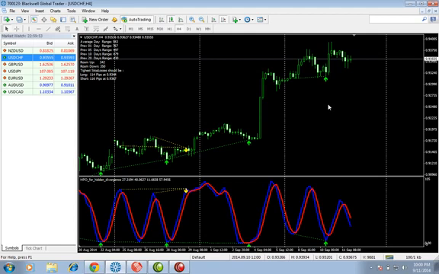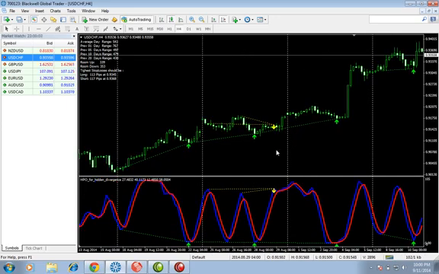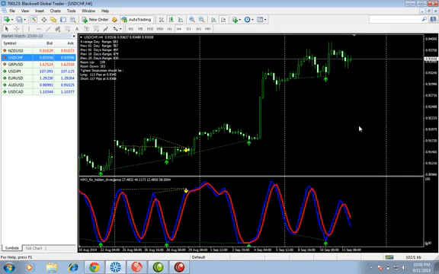All you're seeing here is only hidden divergence. I did not have to code the regular divergence because I don't want to talk about it. The advantage of hidden divergence is that it follows the trend. So you want to trade with the trend because the trend is your friend. At least that's what we were told.